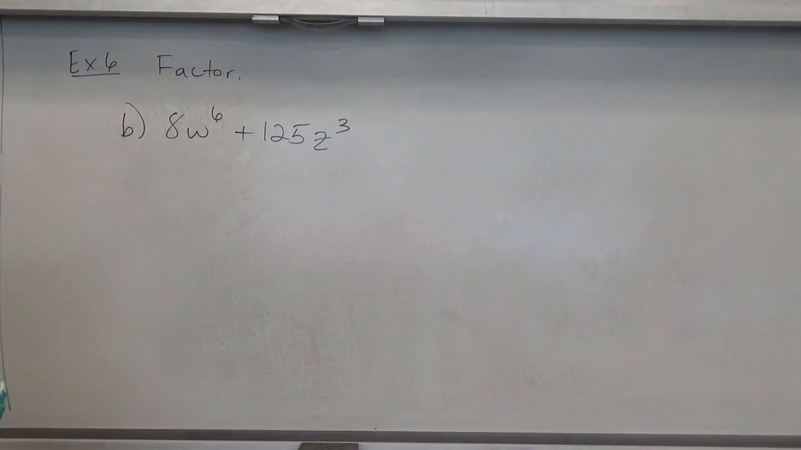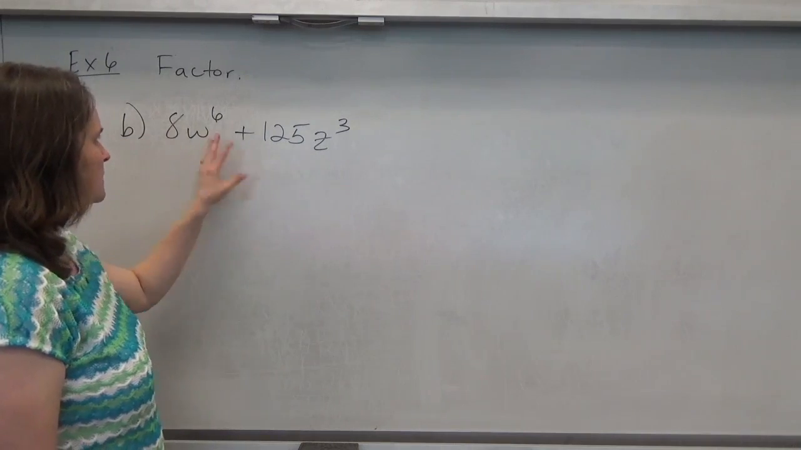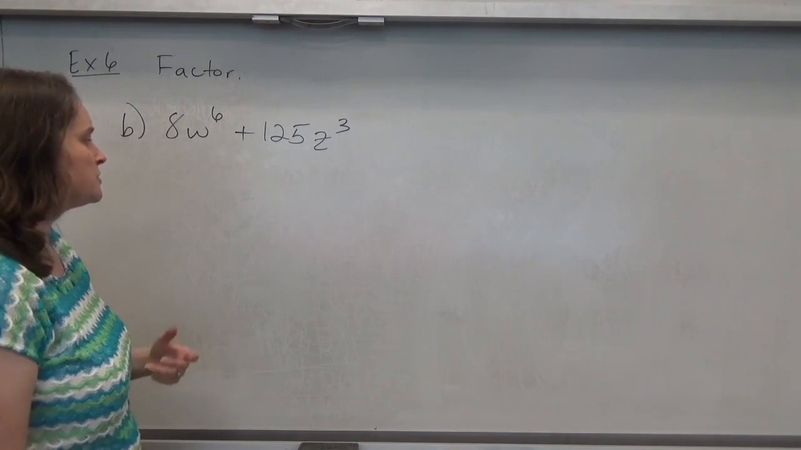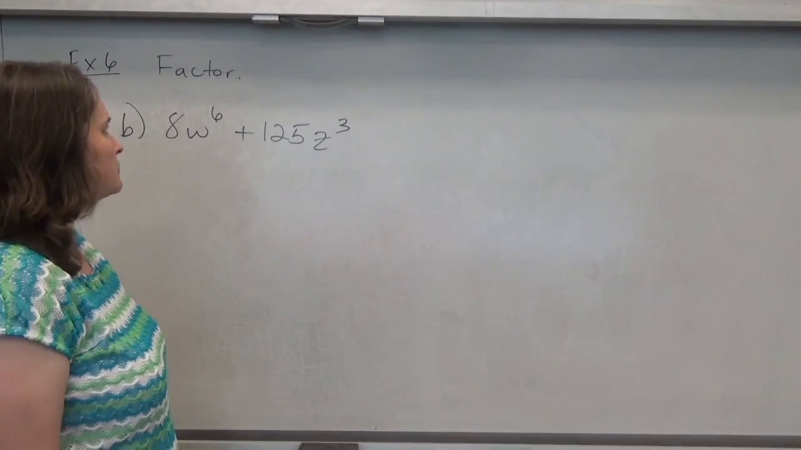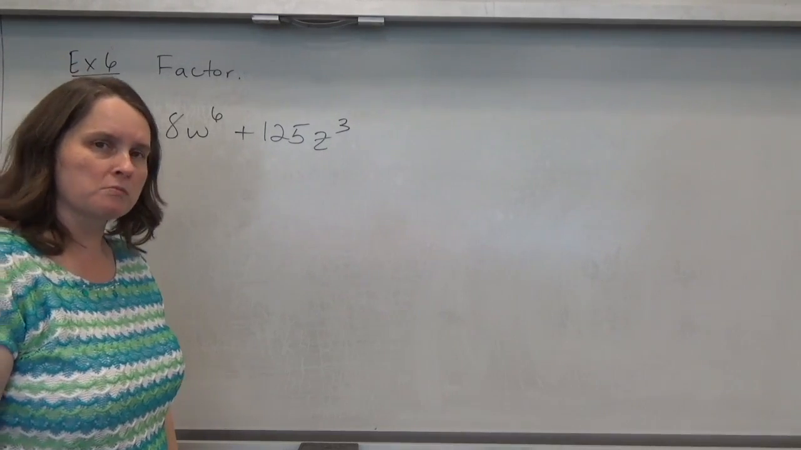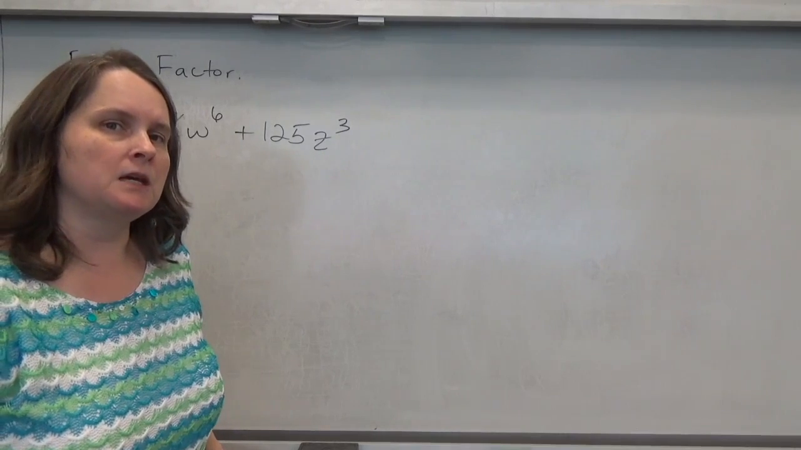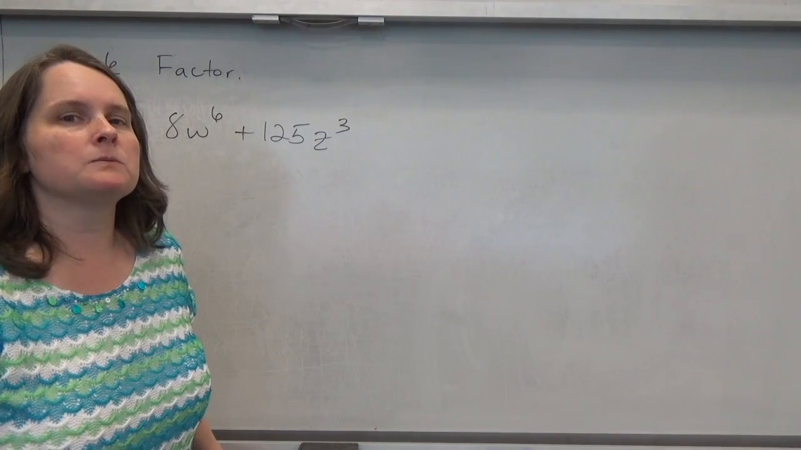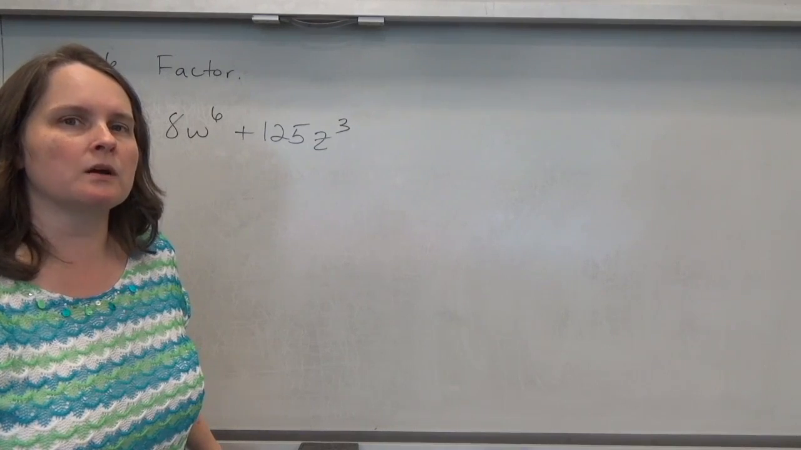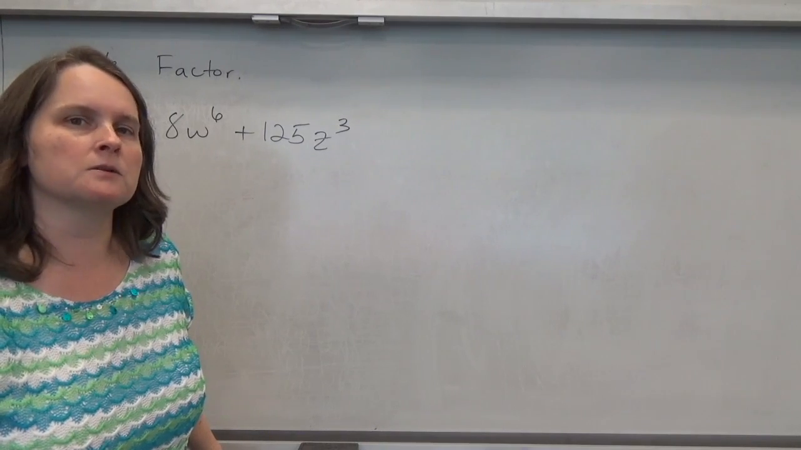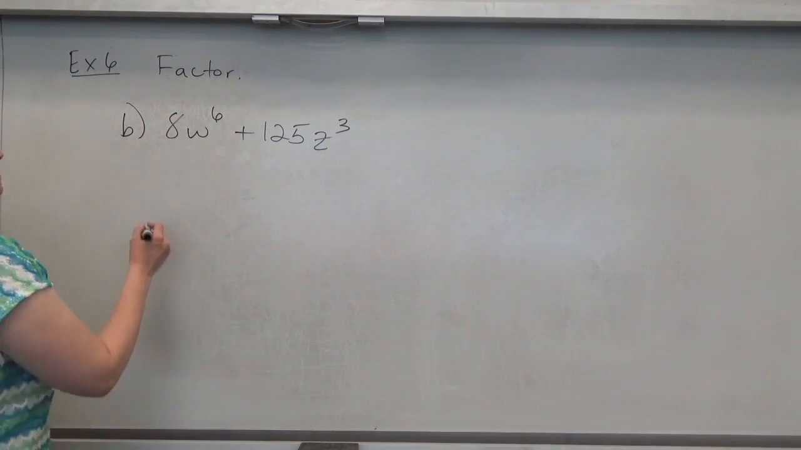There is no common factor between either the variables or the coefficients. So we're just going to jump into the formula. We're doing the sum of cubes formula: a cubed plus b cubed equals a plus b in parentheses times parentheses a squared minus ab plus b squared. So we're going to do our a.